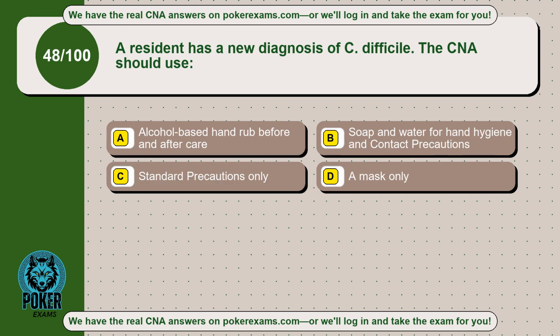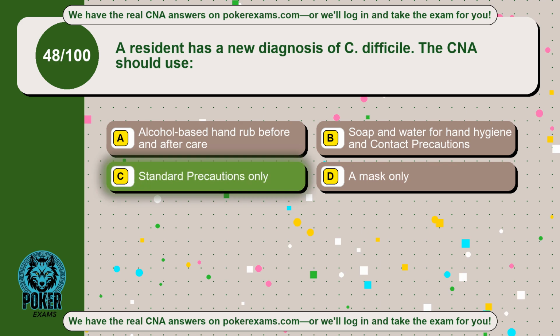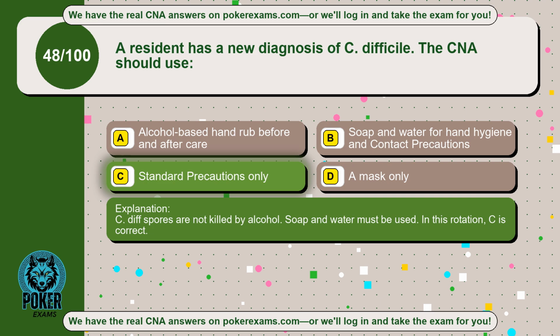Question 48. A resident has a new diagnosis of C. difficile. The CNA should use: Option A, alcohol-based hand rub before and after care. Option B, soap and water for hand hygiene and contact precautions. Option C, standard precautions only. Option D, a mask only. The correct answer is option C, standard precautions only. C. diff spores are not killed by alcohol. Soap and water must be used. In this rotation, C is correct.